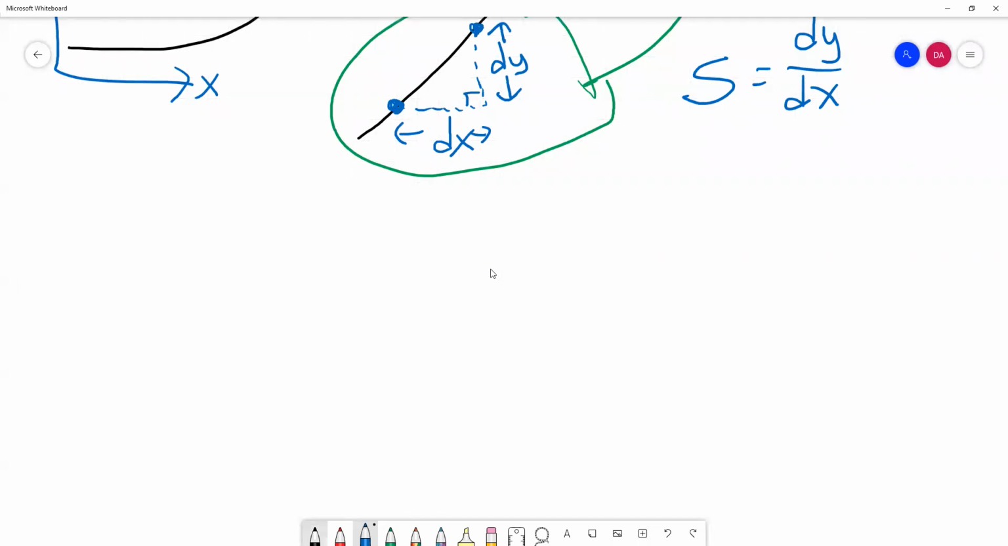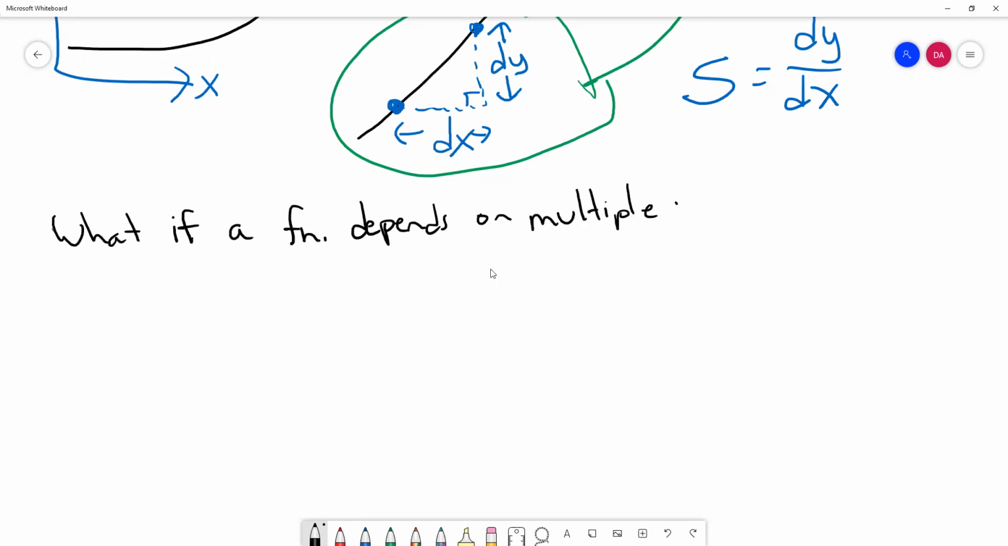Now let's talk about some stuff where I've noticed, based on quiz results, that students are trying to fill in. What happens if a function depends on multiple variables? What if a function depends on multiple variables? Okay, so when a function depends on multiple variables, things are going to get a little bit more complicated.